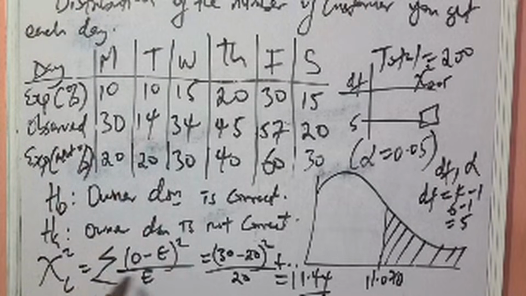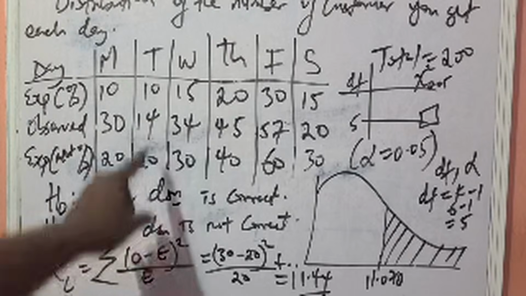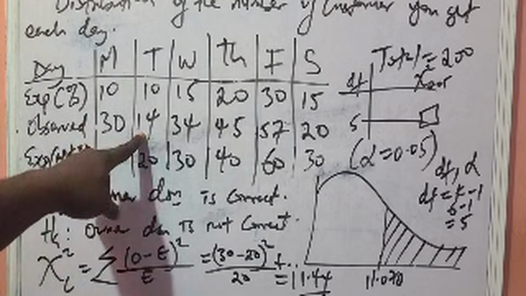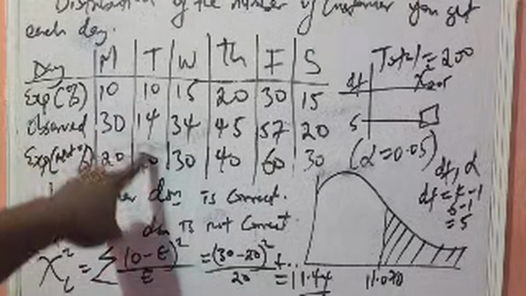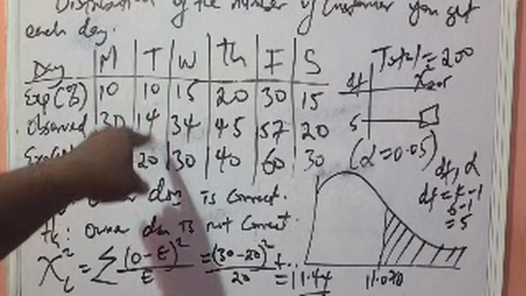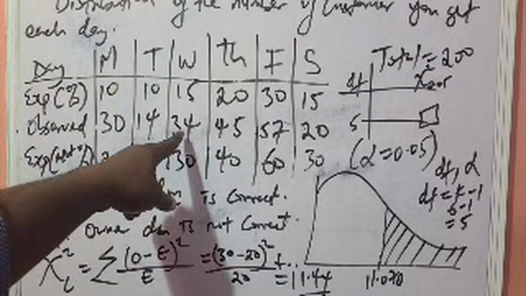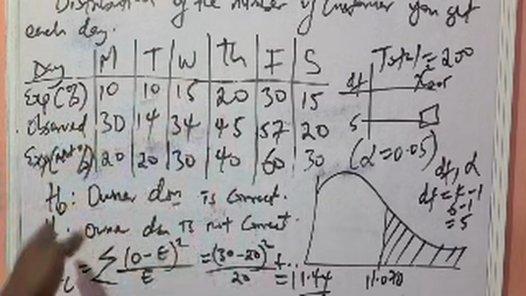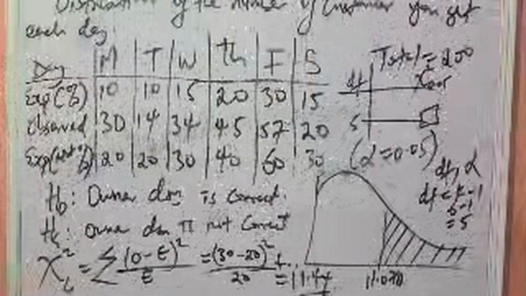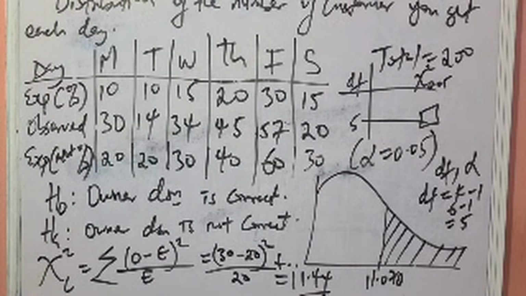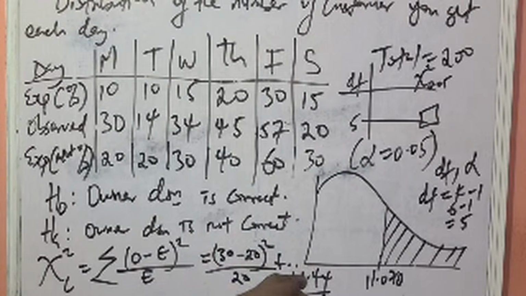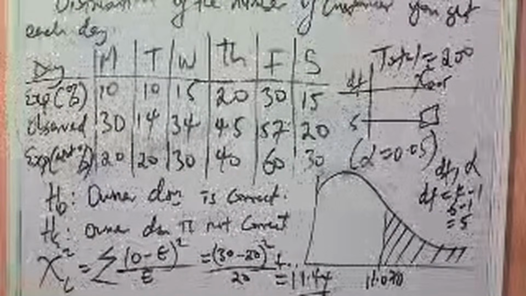This is summation. You are adding the next entry: 14 minus 20, observed minus expected, all squared over 20. Then 34 minus 30, all squared over expected, which is 30. Do that for every category and you are good to go. When you put this in a calculator, you'll get a value of 11.44. You can confirm that quickly.